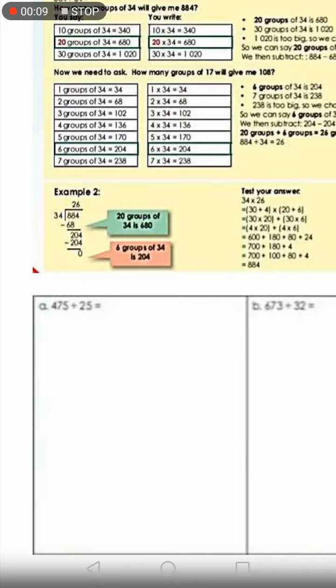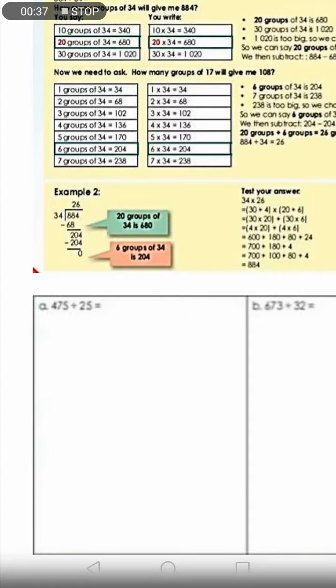I would like you guys to please read through the examples, and I prefer that you use example 2. So if you look at that example, we are saying 884 divided by 34. So what it actually means is, how many times can 34 go into 884? So the first step is to start on the 100 side, and we say there's an 8 there.